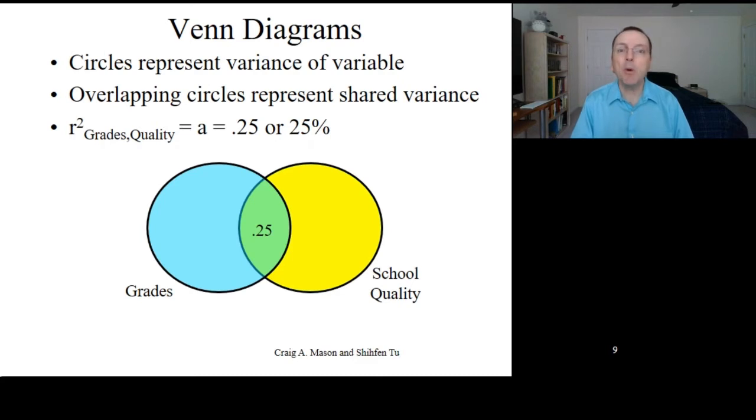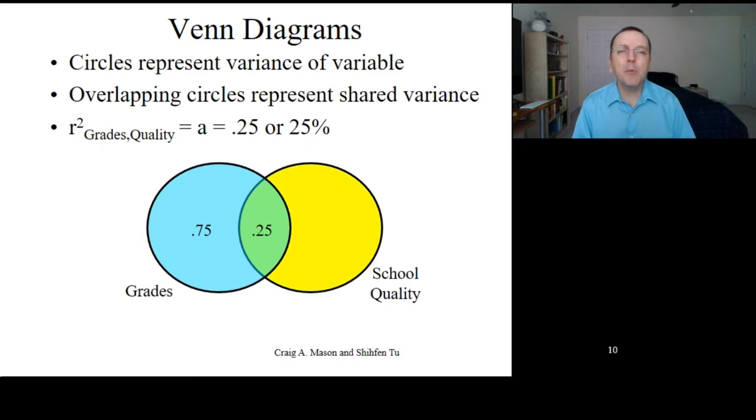Now, let's keep going with this example. If the overlapping variance is equal to 0.25, we know that the remaining variance in grades is equal to 0.75, right? They add up to 1 or 100%. Now remember, again, these are proportions of the variance, right? This visually, though, tells us that there's still a fair bit of variance that can be accounted for by other variables.